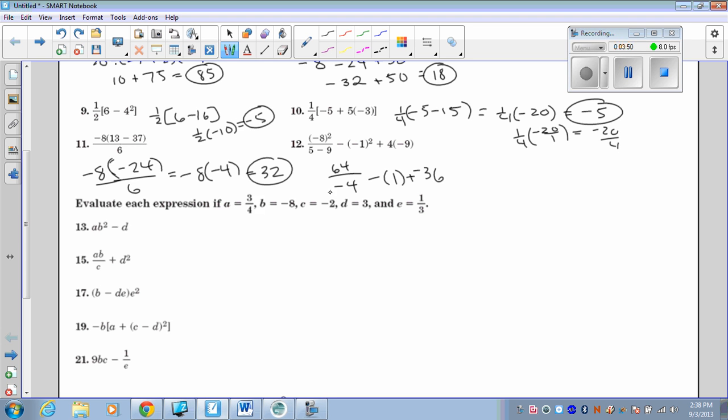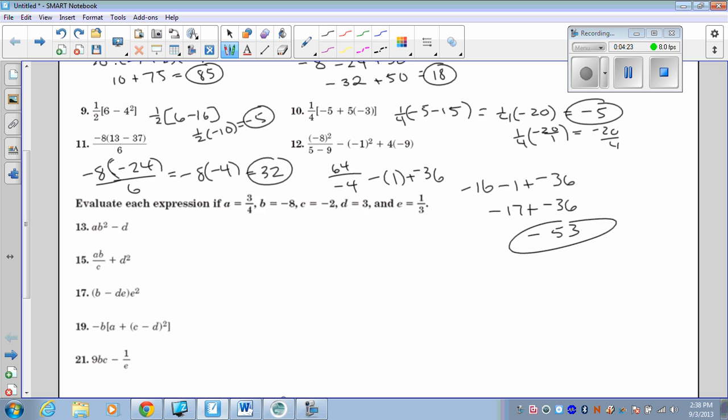Let's do the division first. 64 over negative 4 is negative 16. Minus 1 plus negative 36. Alright, negative 16 minus 1. Notice again, negative squared turns positive, but does not affect the negative or the minus sign in front. That's negative 17 plus negative 36. Negative plus a negative still stays negative, and that's negative 53.